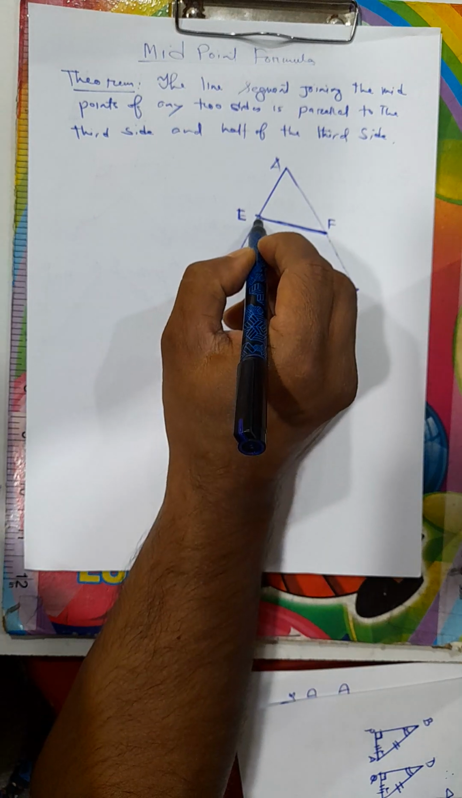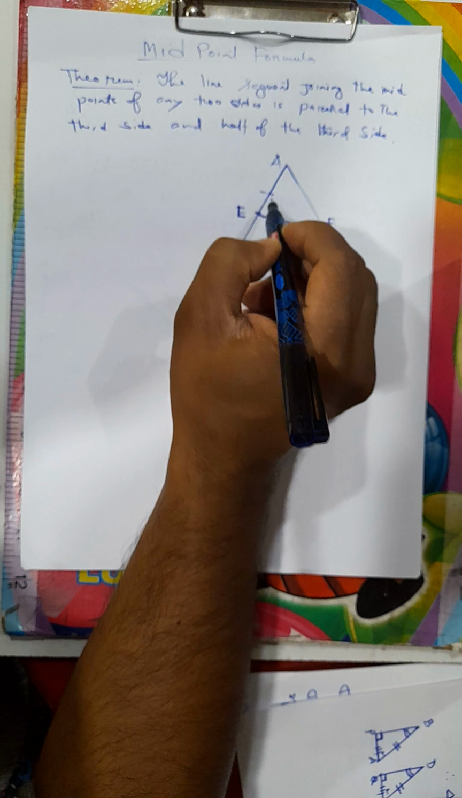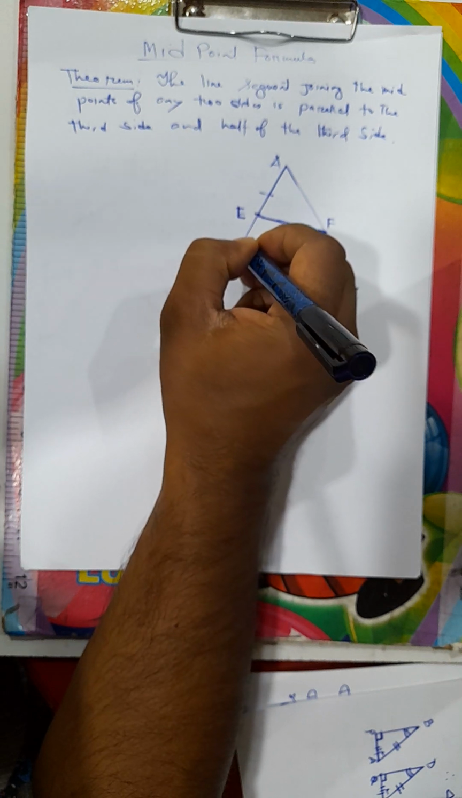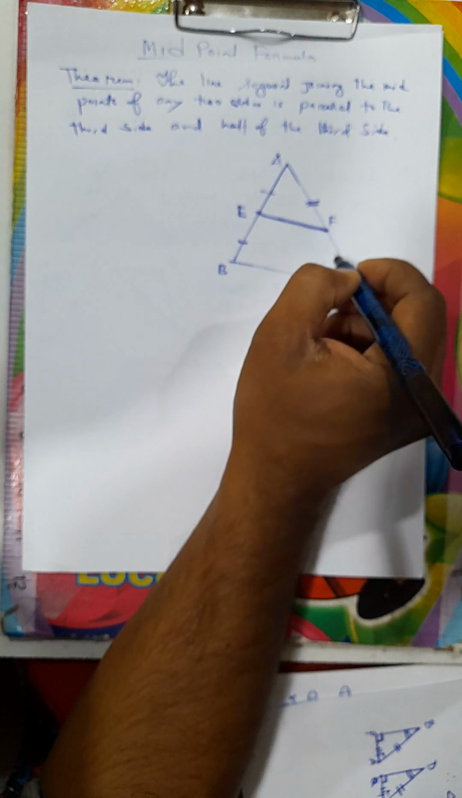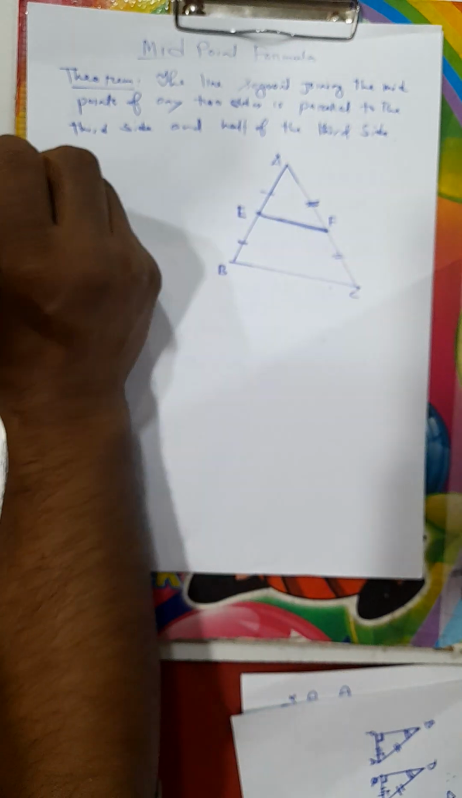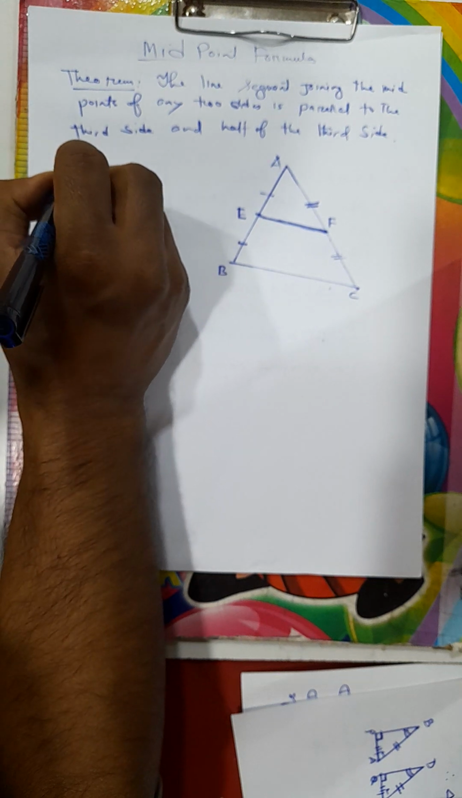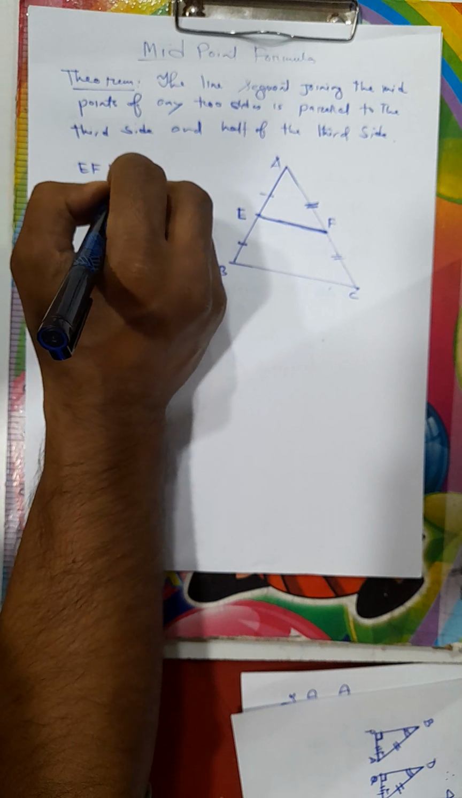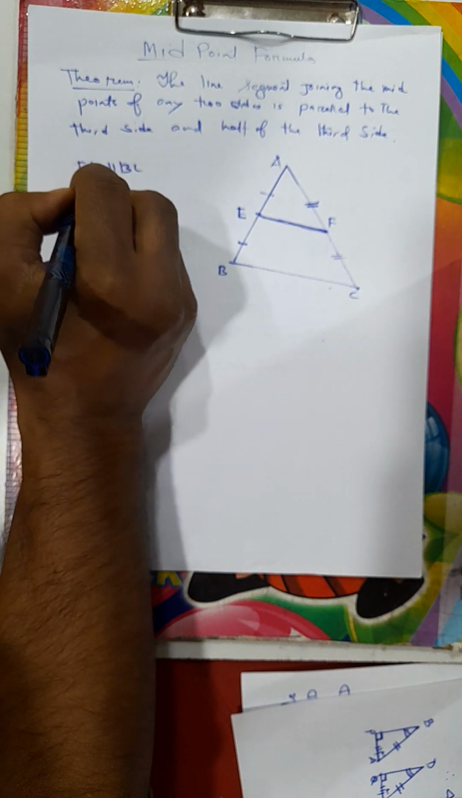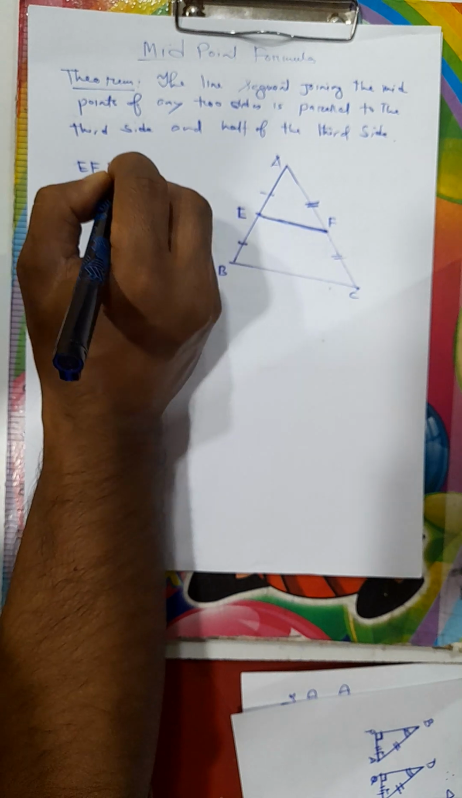Now this line segment EF, it is joining the midpoints of AB and AC. That means AB equal to AE equal to EB, AF equal to FC. Right? Now we have to prove that EF is parallel to BC and EF equal to half of BC. Right?